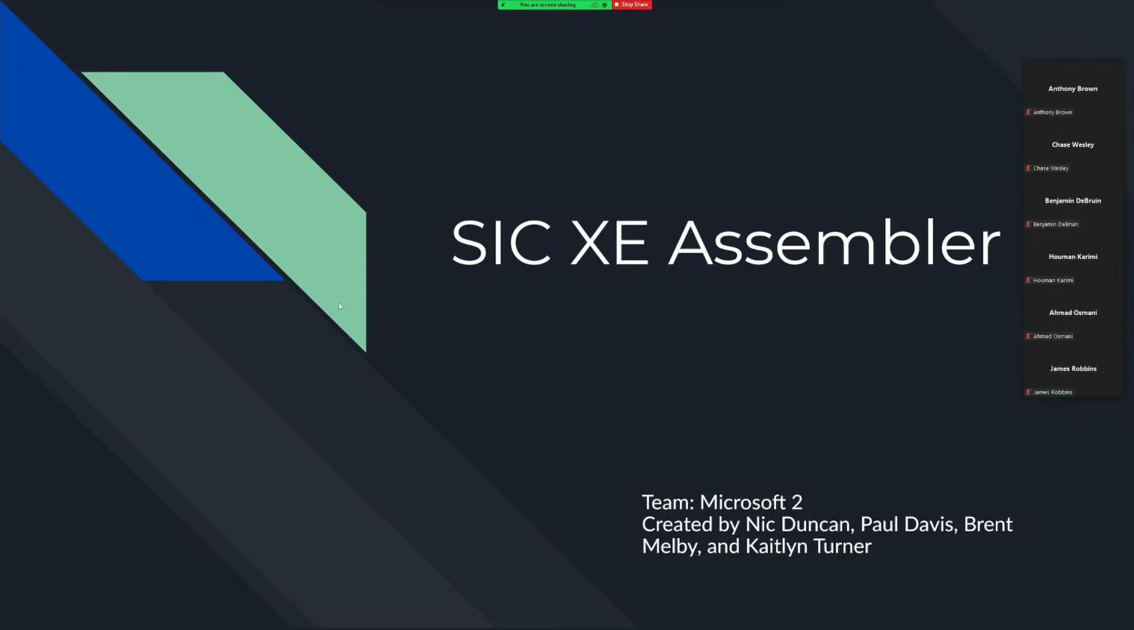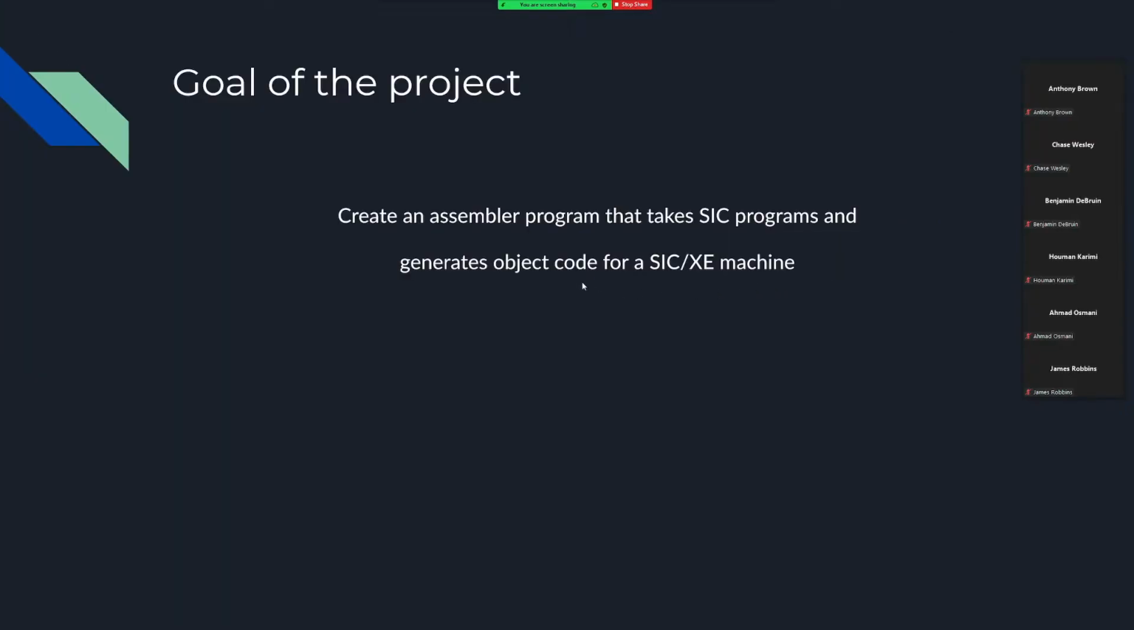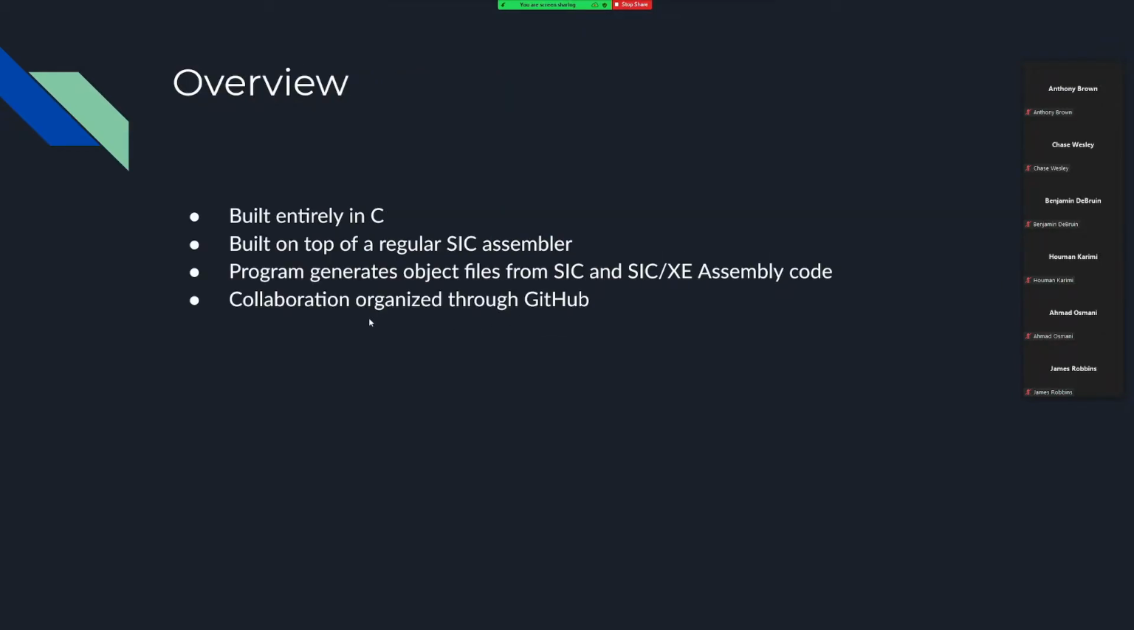Okay, so we are Team Microsoft 2, and we chose the SIC XE assembler for our project. The goal of this project was to create an assembler that takes in SIC files and outputs object code specifically for XE machines. Our program is built entirely in C, and it's built on top of a pre-existing SIC assembler program from Project 1 and 2. It can generate object code from both SIC and SIC XE assembly code, and we use Github to make collaboration easier.